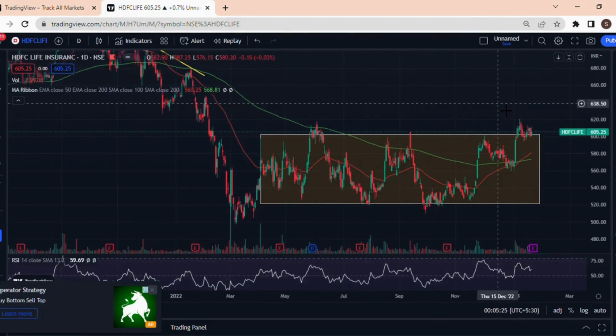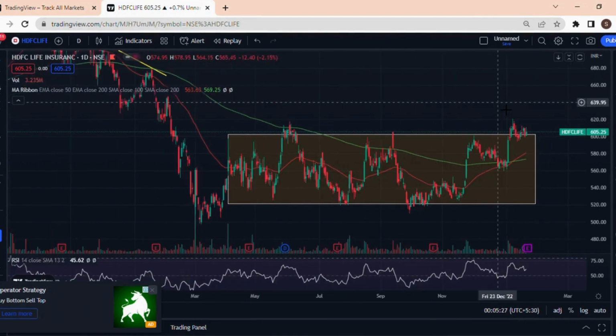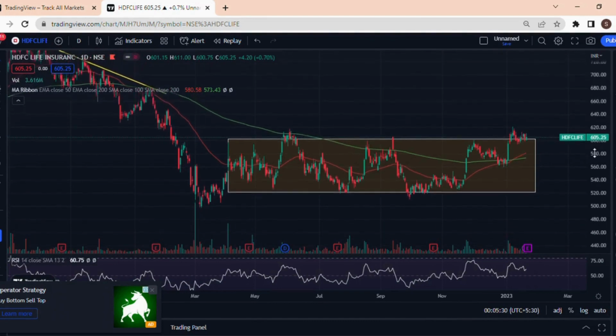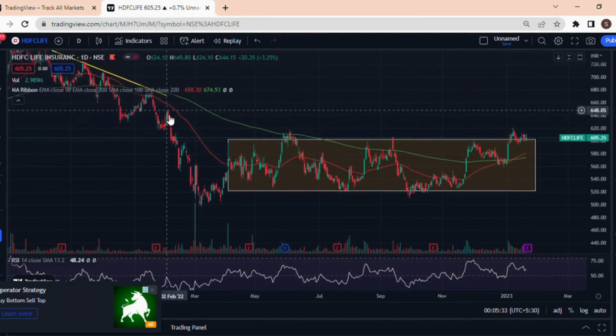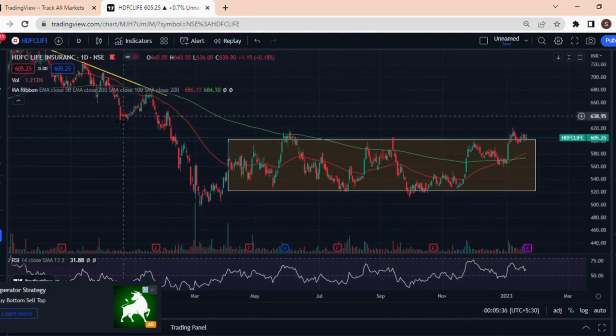Up till 640. The first target would be somewhere around 640. Now where does that come from? You can see here this peak that it made, as well as this support. It took support at this zone. So somewhere here could be our first target, and I've marked it over here.